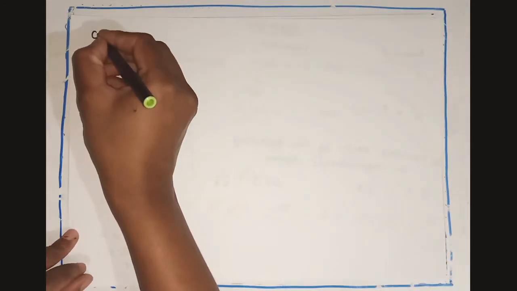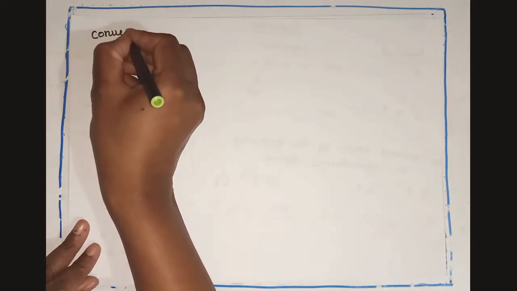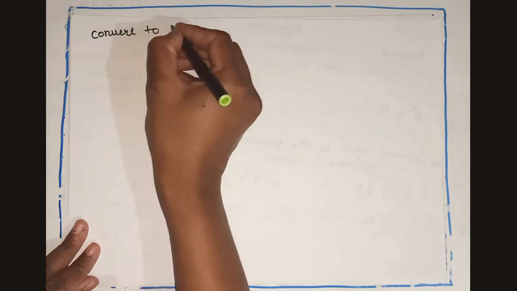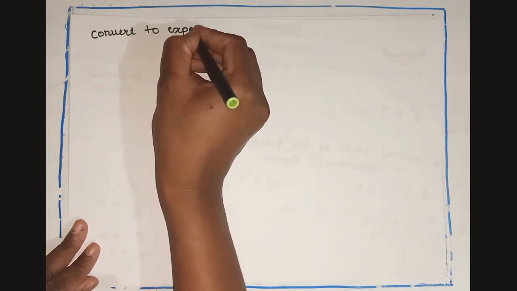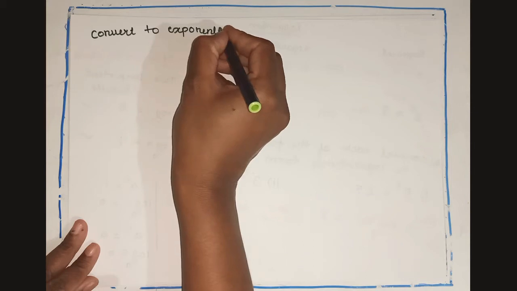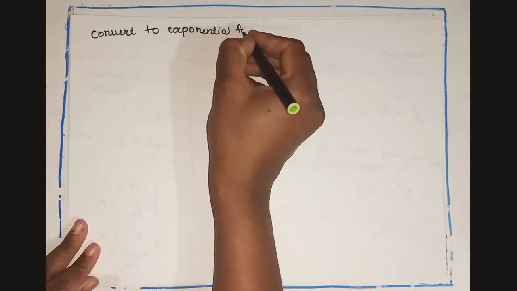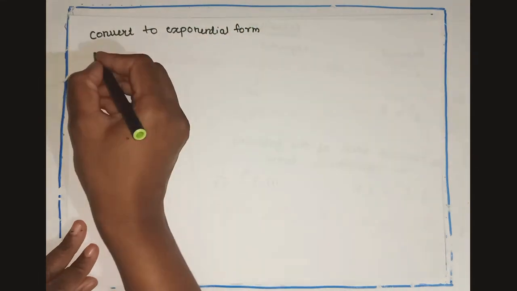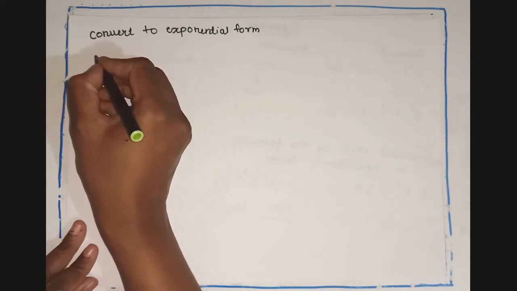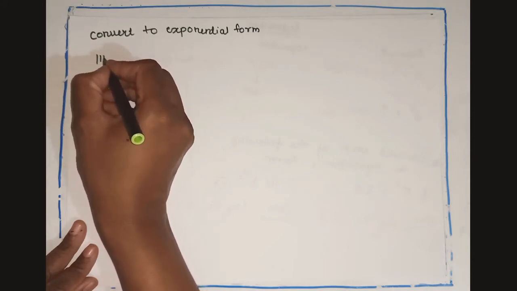let's see question number 2 of the exercise. In question number 2 it is given, convert each of the following to exponential form. Now you have to convert to exponential form. Now you see here what is given. I am doing the third problem.